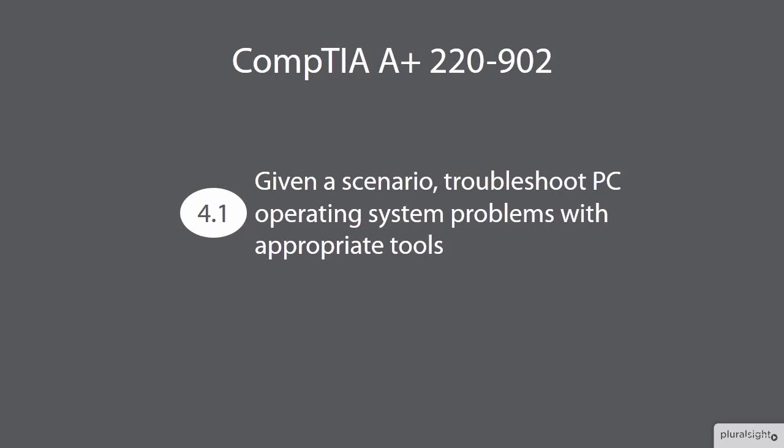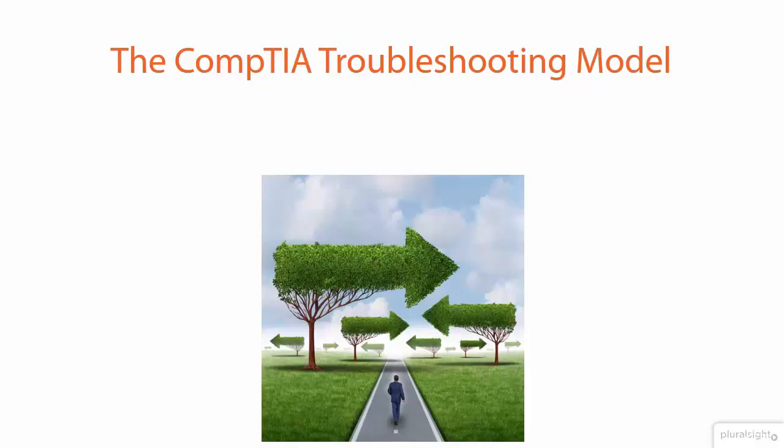Our specific CompTIA A+ 220-902 objective here is 4.1, which states, given a scenario, troubleshoot PC operating system problems with the appropriate tools.